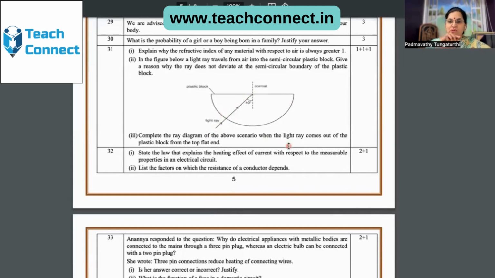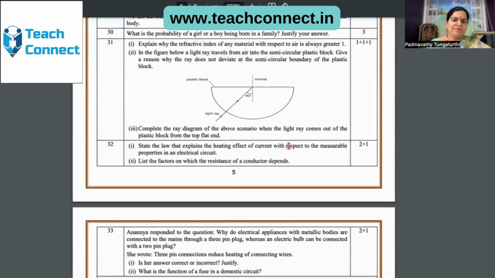Therefore, the student must be very well aware of the fact that if there is a density change, then only the light bends. Earlier in the first question, we have seen that light bends, but here there is no density change. That's why light doesn't bend.